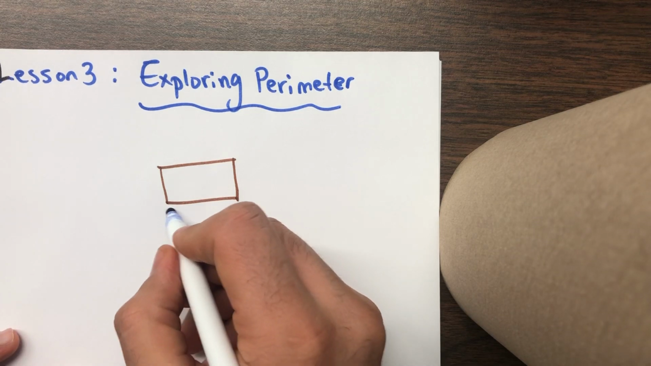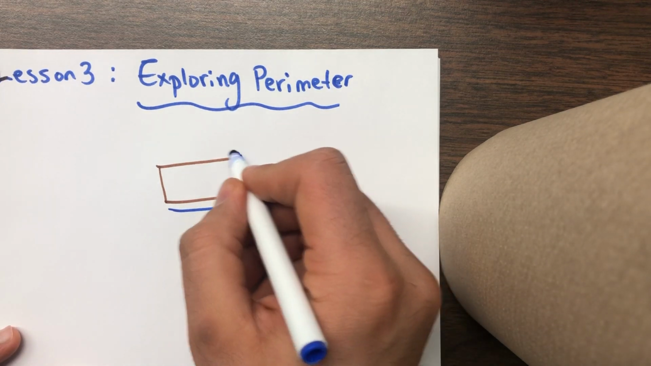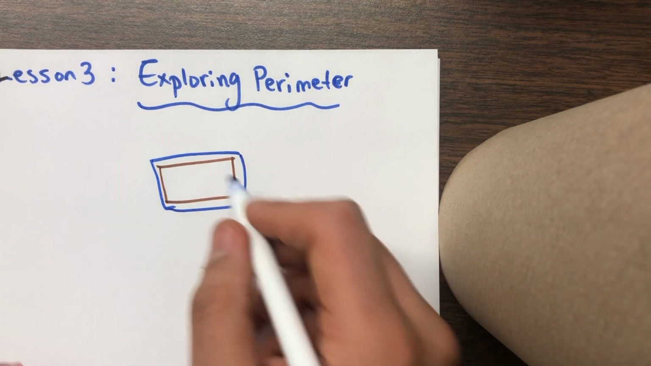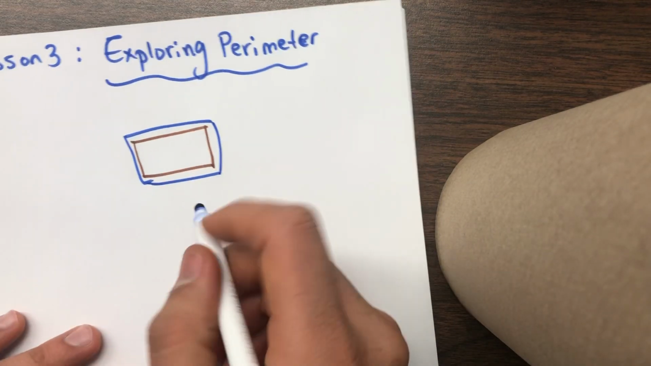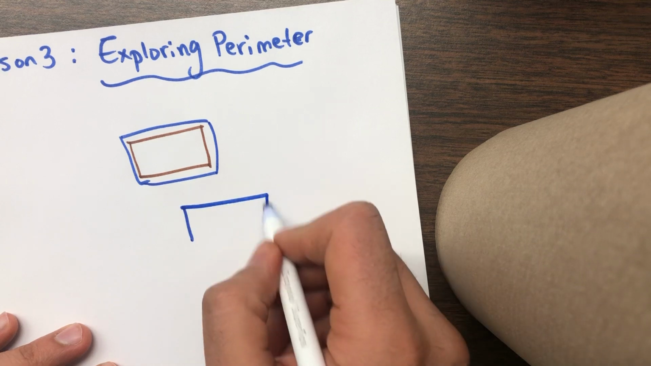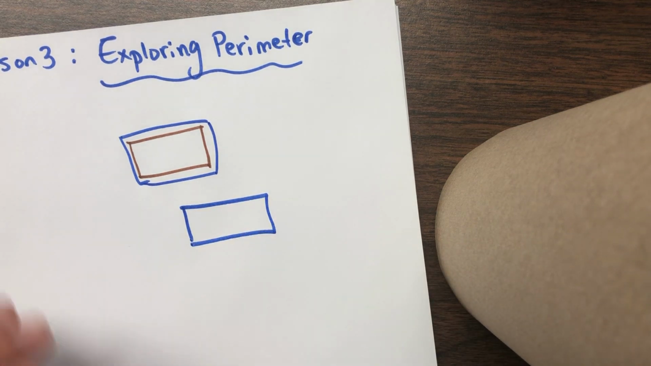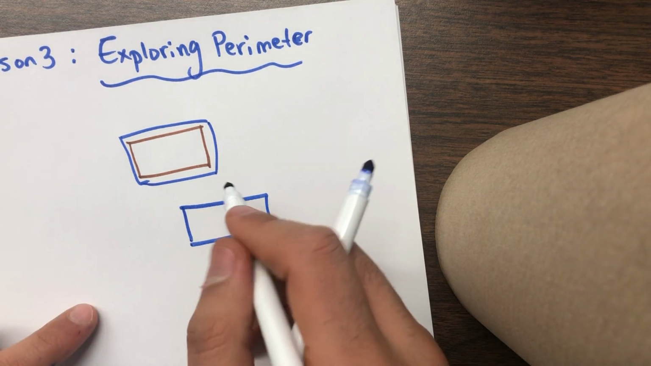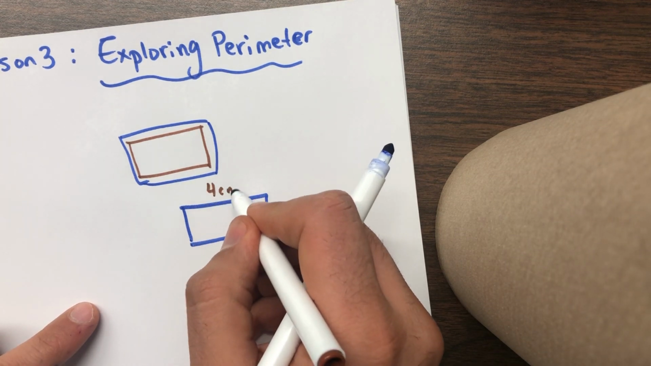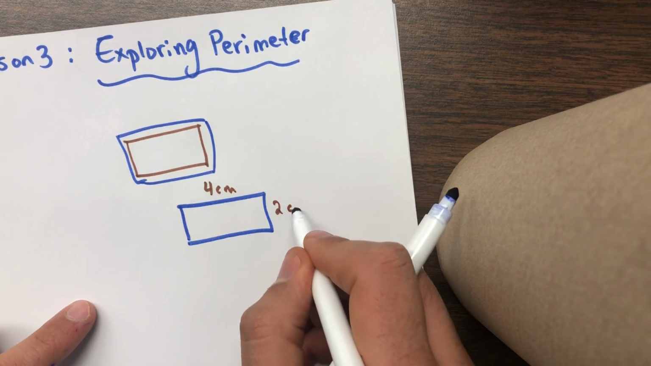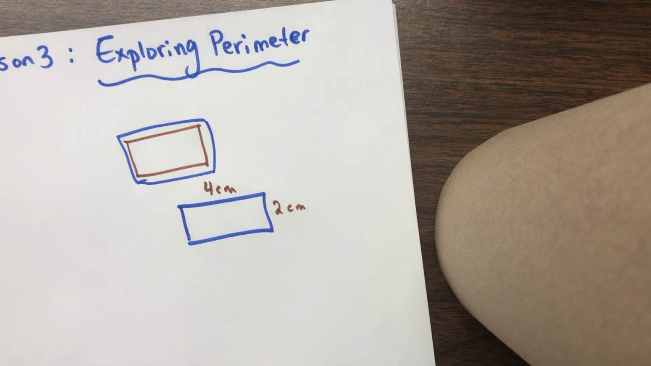You're going to be adding this side plus this side plus this side plus this side in order to get the answer. So I'm going to give a little example. I have this rectangle right here, and I tell you to find the perimeter, and I give you, for example, this side is 4 centimeters, and this side is 2 centimeters. I would say find the perimeter of the shape.